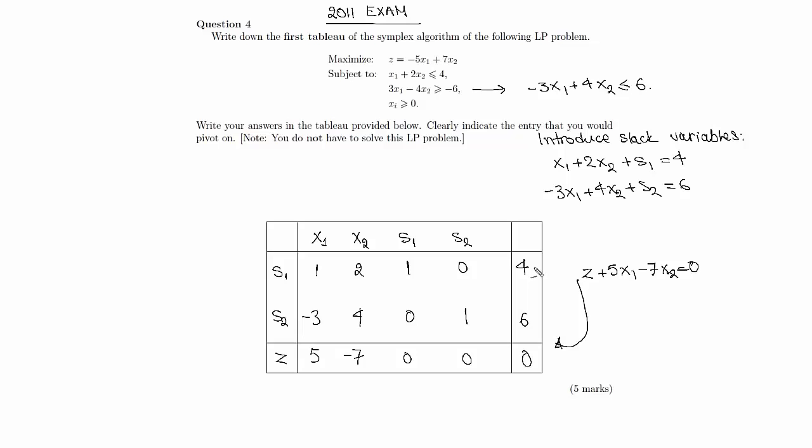So here we have 4 on 2, which is just 2, or 6 on 4, which is 3 on 2. So we know that 3 on 2 is smaller than just 2, and hence we're going to pivot on this entry of the initial tableau. And that is all.